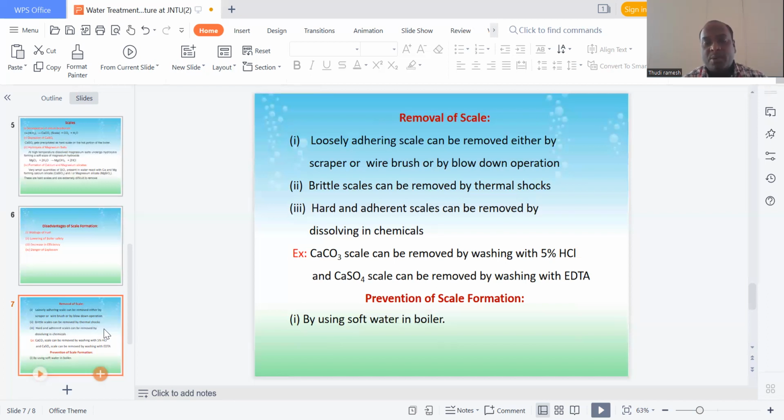So this is about the formation of the scales: the disadvantages, formation, and then prevention.